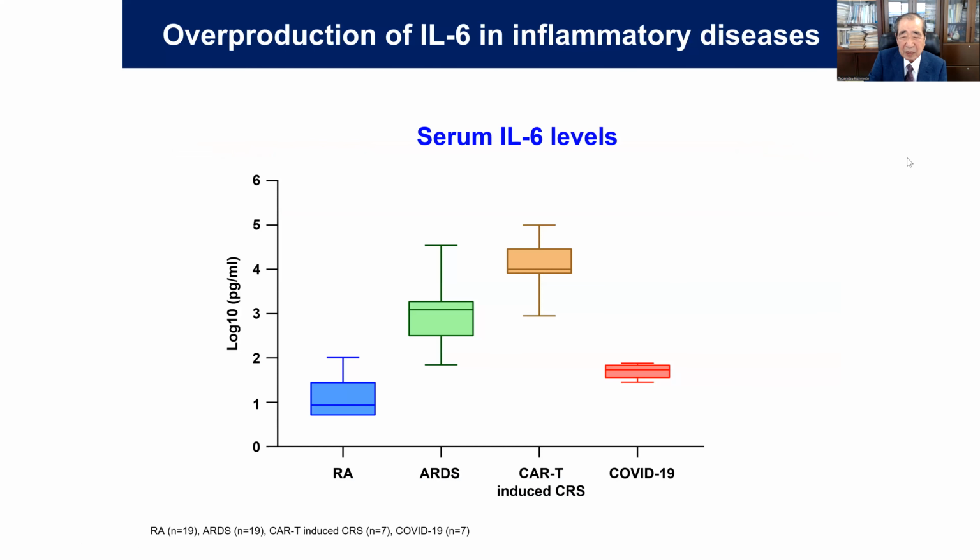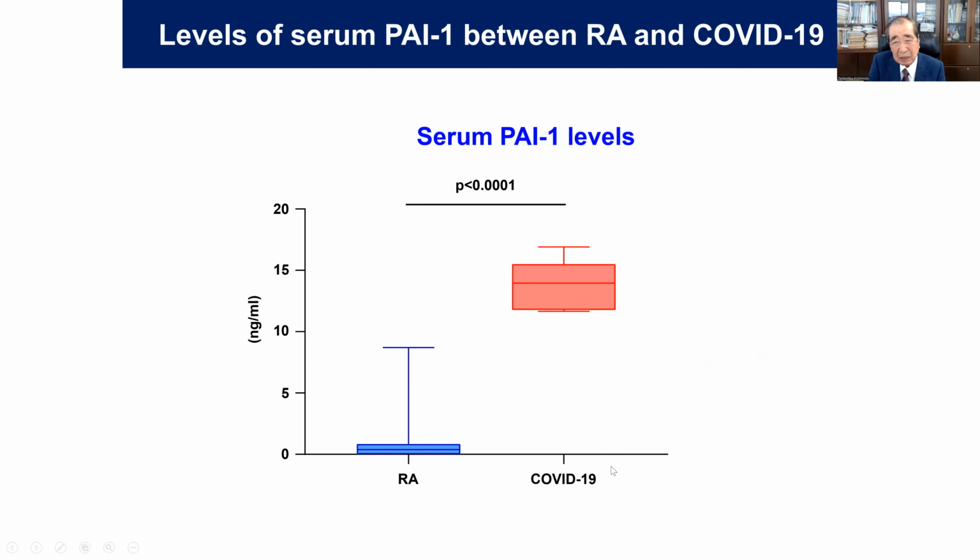And if we measure the serum IL-6 levels, in COVID-19 IL-6 is not so high compared to CAR-T induced cytokine release syndrome, cytokine storm, or acute respiratory distress syndrome. Such patients have much higher serum IL-6 compared to COVID-19. But COVID-19, compared to other diseases, has very high plasminogen activator inhibitor 1 levels.